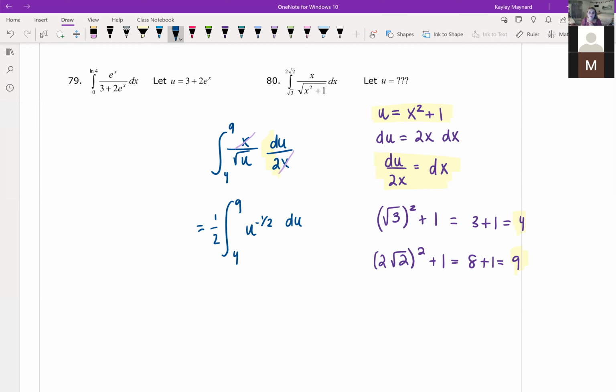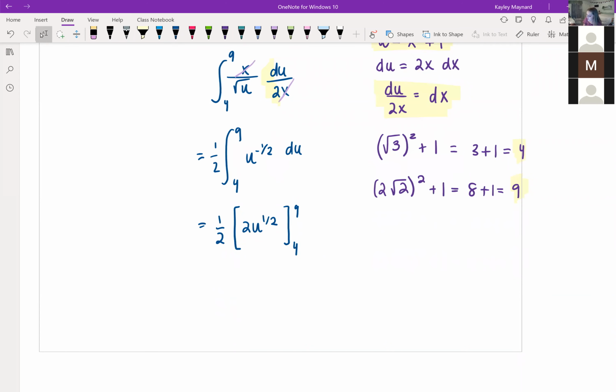Okay, so now this is something that we know how to integrate, which is the whole point of u-sub: you start with something that looks pretty complicated and you have no clue how to integrate, and then you end up getting somewhere that you can integrate. So this is equal to 1/2 times the integral of u to the negative 1/2. Add 1 to the exponent, so we get 1/2 as the new exponent, and then we divide by 1/2, which is the same as doing 2u to the 1/2. And we need to evaluate it from 4 to 9.